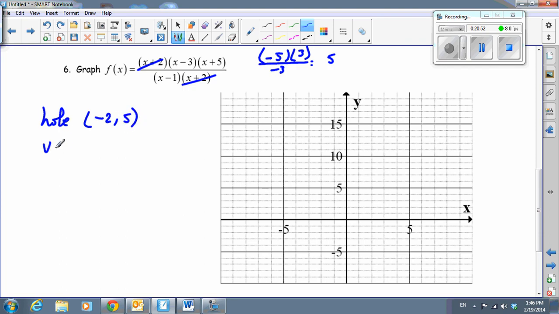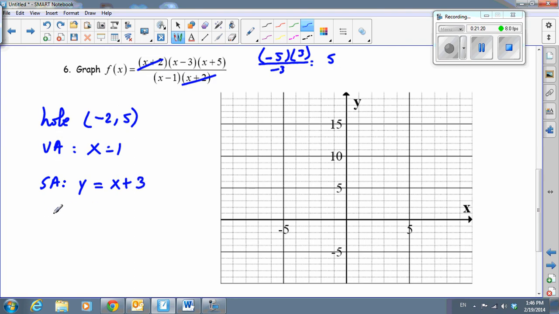I also have a vertical asymptote, whatever cancels the bottom, at x equals 1. The power on top seems to be bigger, because if you distribute this, you get a bigger power. Power of 3 on top, power of 2 on the bottom. So I know I have a slant asymptote. I'm going to let you work on the slant asymptote, but all you have to do is distribute this and divide by x minus 1. And you should get y equals x plus 3.